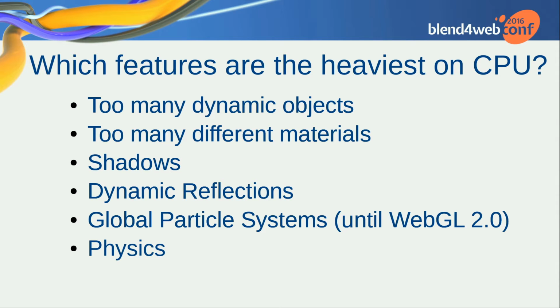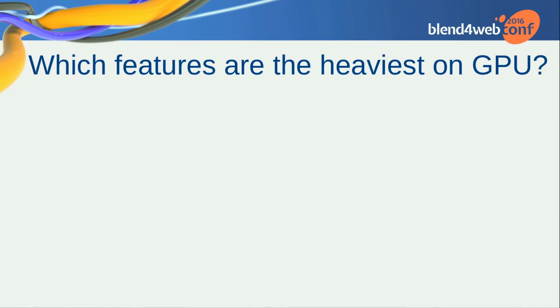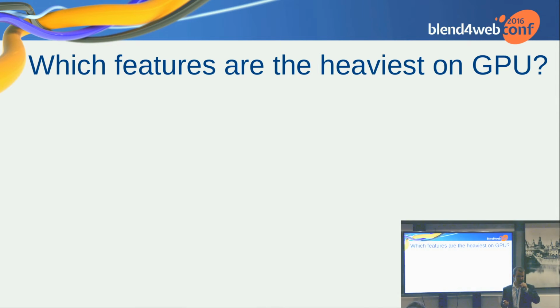So the first 4 points can be described by the term draw calls. I'm sure some of you should definitely be familiar with this term. So the more of these 4 points we have in our application, in our scene, the more draw calls we produce. So minimizing these will minimize the amount of draw calls and will make the life of our CPU much easier. So now about the GPU, the Graphics Processing Unit.